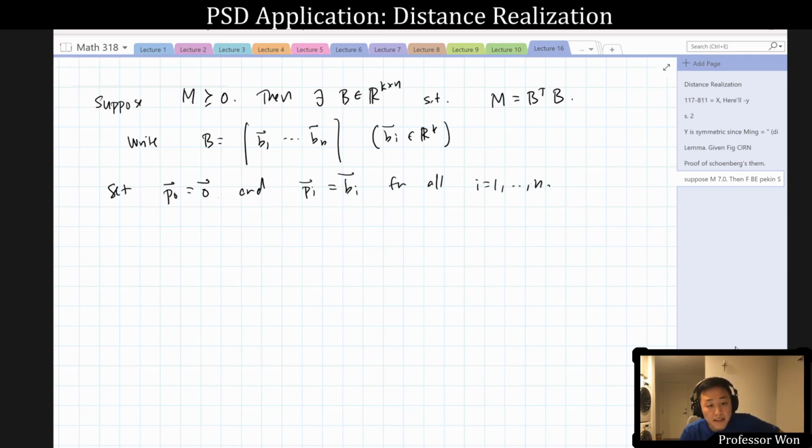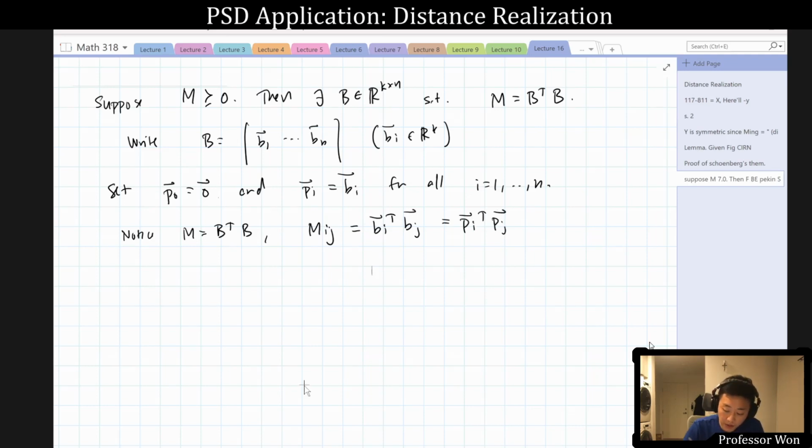And what we're going to see is that the distances between these points satisfy exactly what we want. Okay, why is that? That's because, notice that since M is equal to B transpose B, this means that M_ij, the ijth entry, is exactly B_i transpose B_j, which is p_i transpose p_j. So in particular, we'll have that M_ii equals p_i transpose p_i, which is the length of p_i squared.